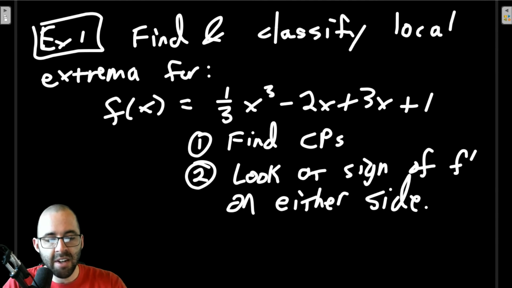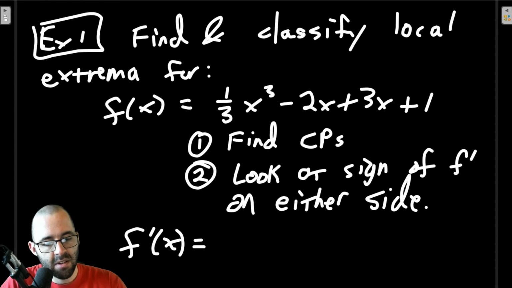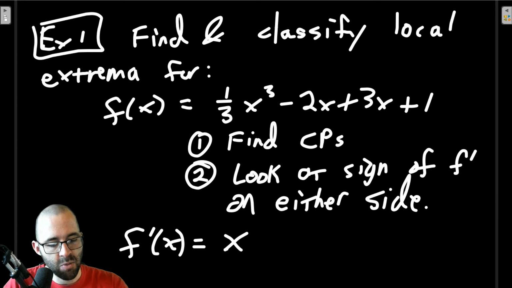We have to start by finding when the derivative equals 0, which means we have to start by finding the derivative. So the derivative here, we'll use the power rule. That 3 comes down when we take the derivative. 3 times 1/3 is going to cancel each other out. Subtract 1 from the exponent, we're going to get x squared. The derivative of 2x is just 2.